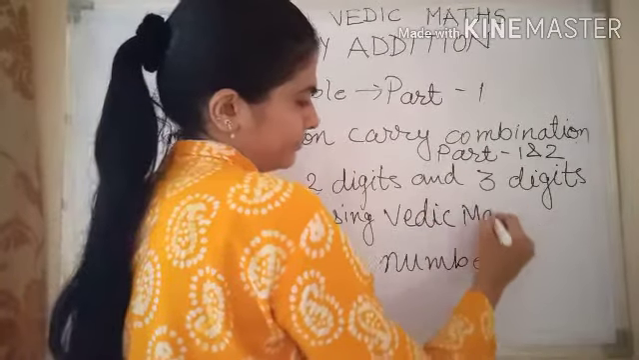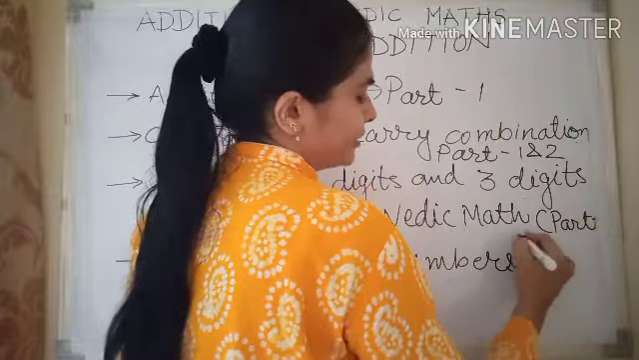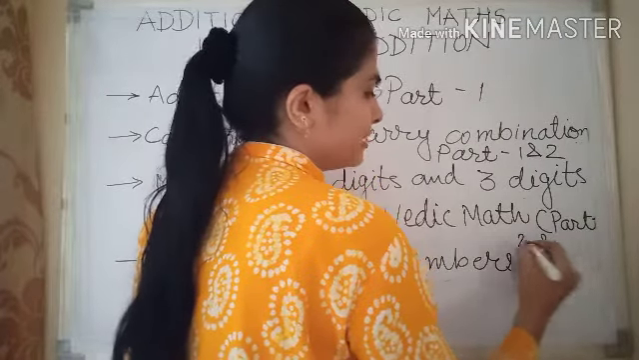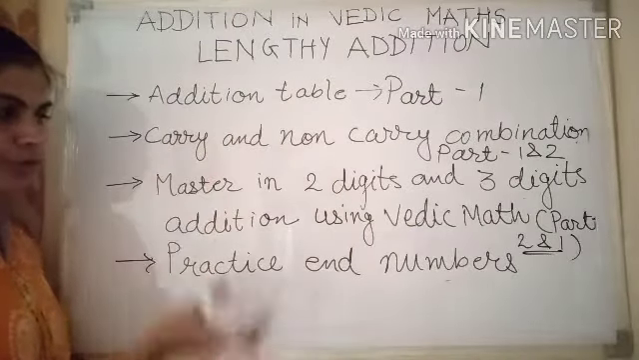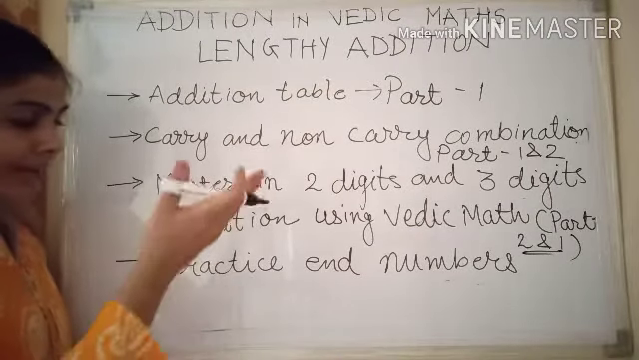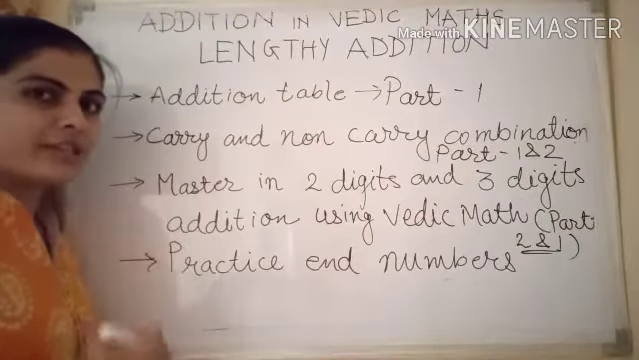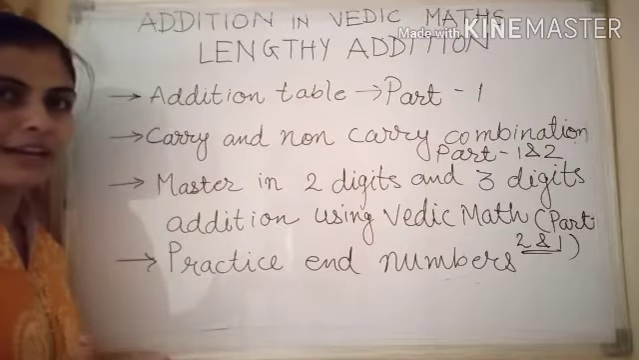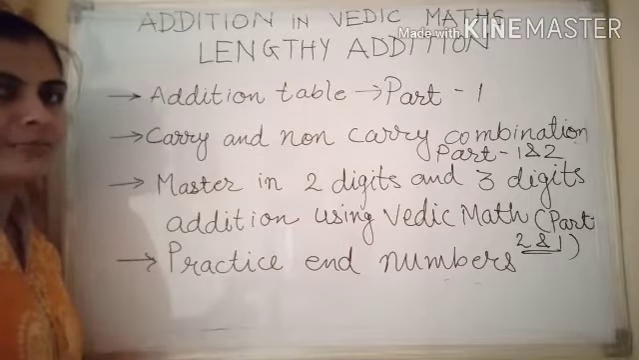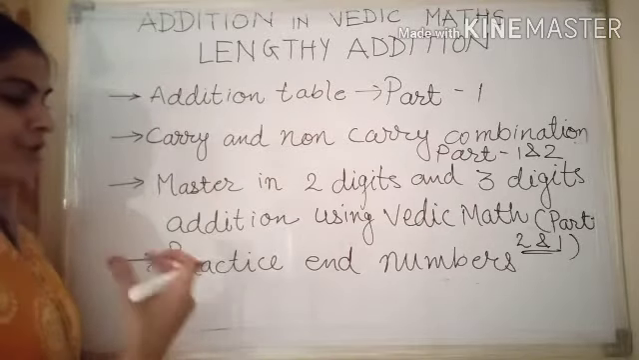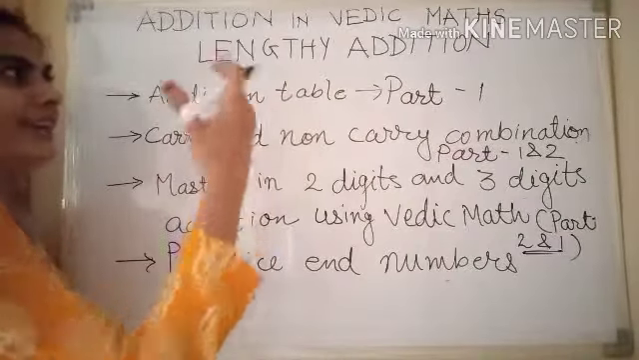Now you should have mastery in 2-digit and 3-digit addition using Vedic maths. That is in part 2, and in part 1 also it is there. Go through part 1 and part 2. You will come to know about this, and you need to practice the end numbers, because maths is not a subject which you can learn overnight. You need to do practice, then only you will be able to solve problems. So first of all we will practice the end numbers, then we will move on to the lengthy addition.